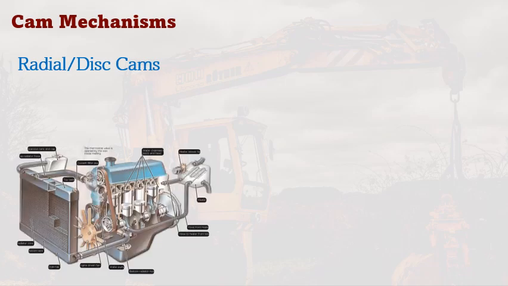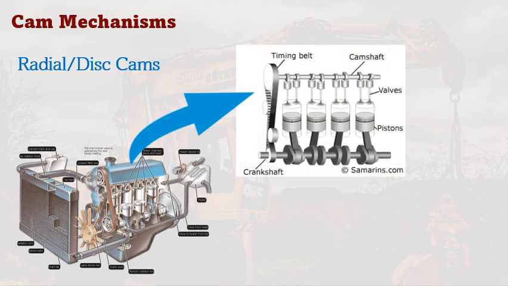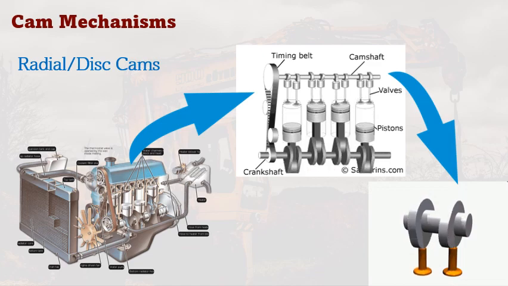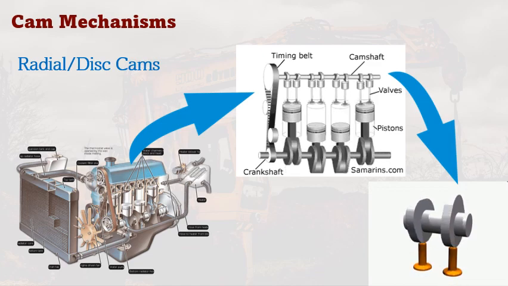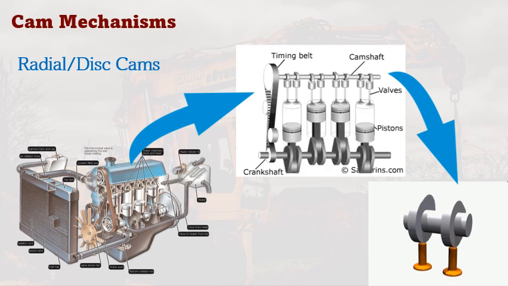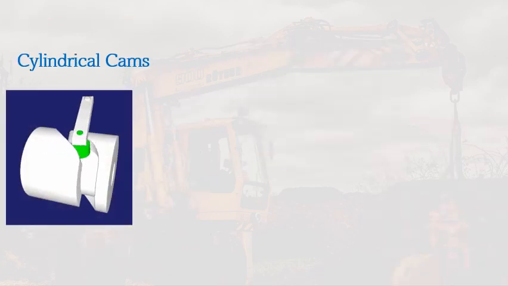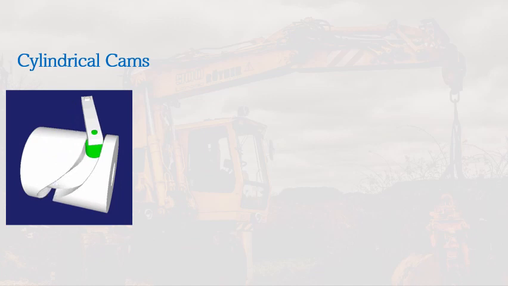The radial or disc cam mechanisms are shown here, for example, for an internal combustion engine, especially in the valves. So in order to open and close the valves, the internal combustion engine uses cams. So these are examples of radial or disc cams applied in internal combustion engines. Cylindrical cams, on the other hand, are also widely used, as you can see here in this animation.